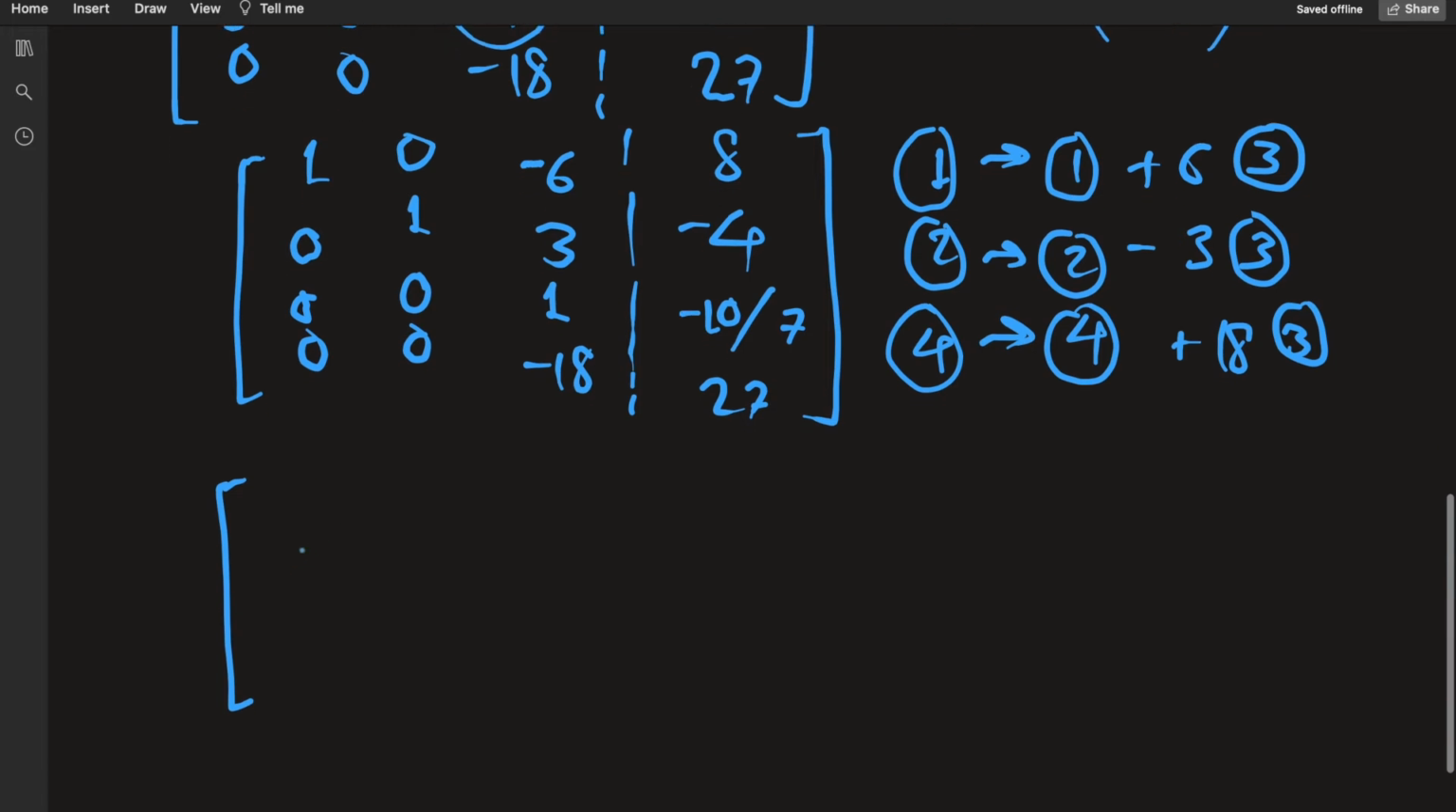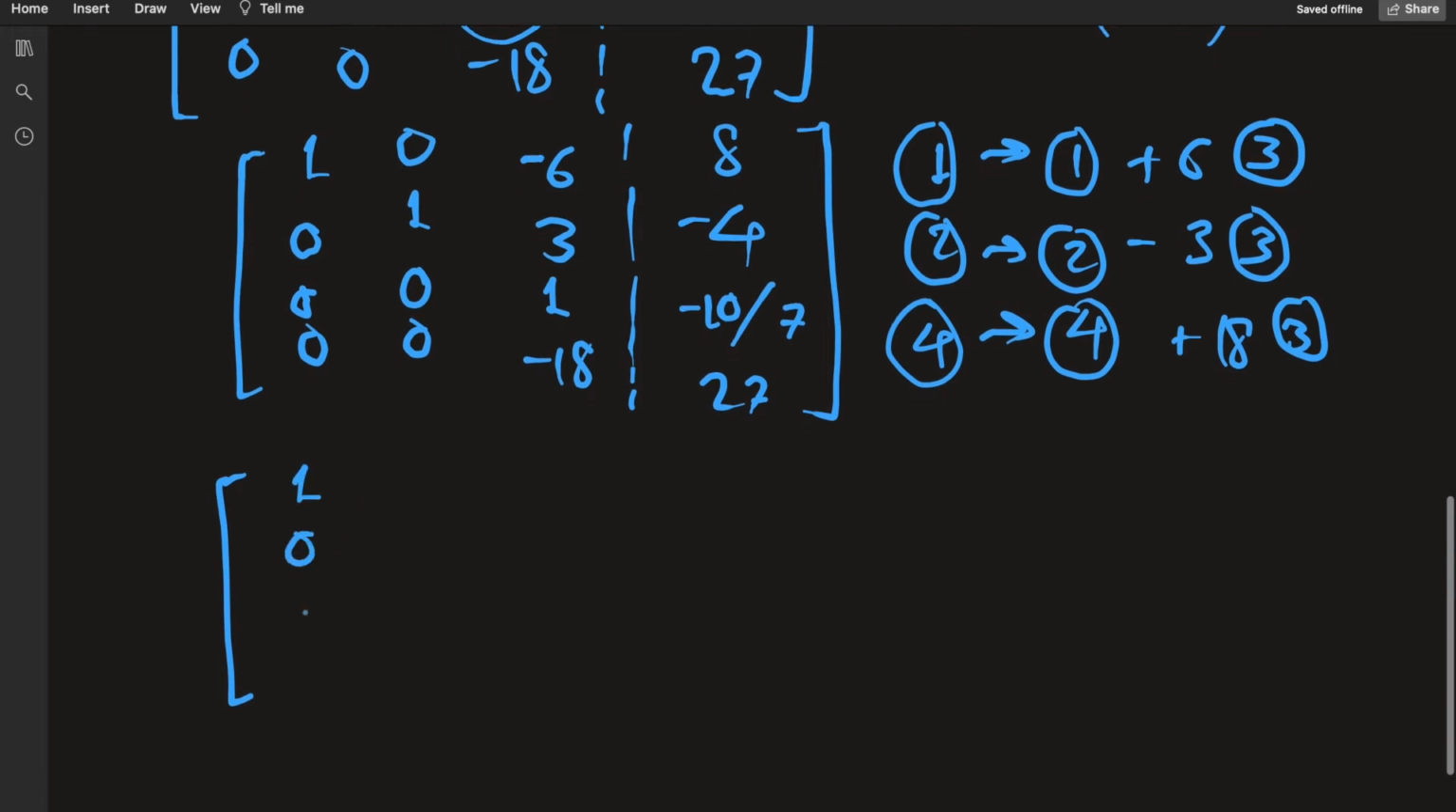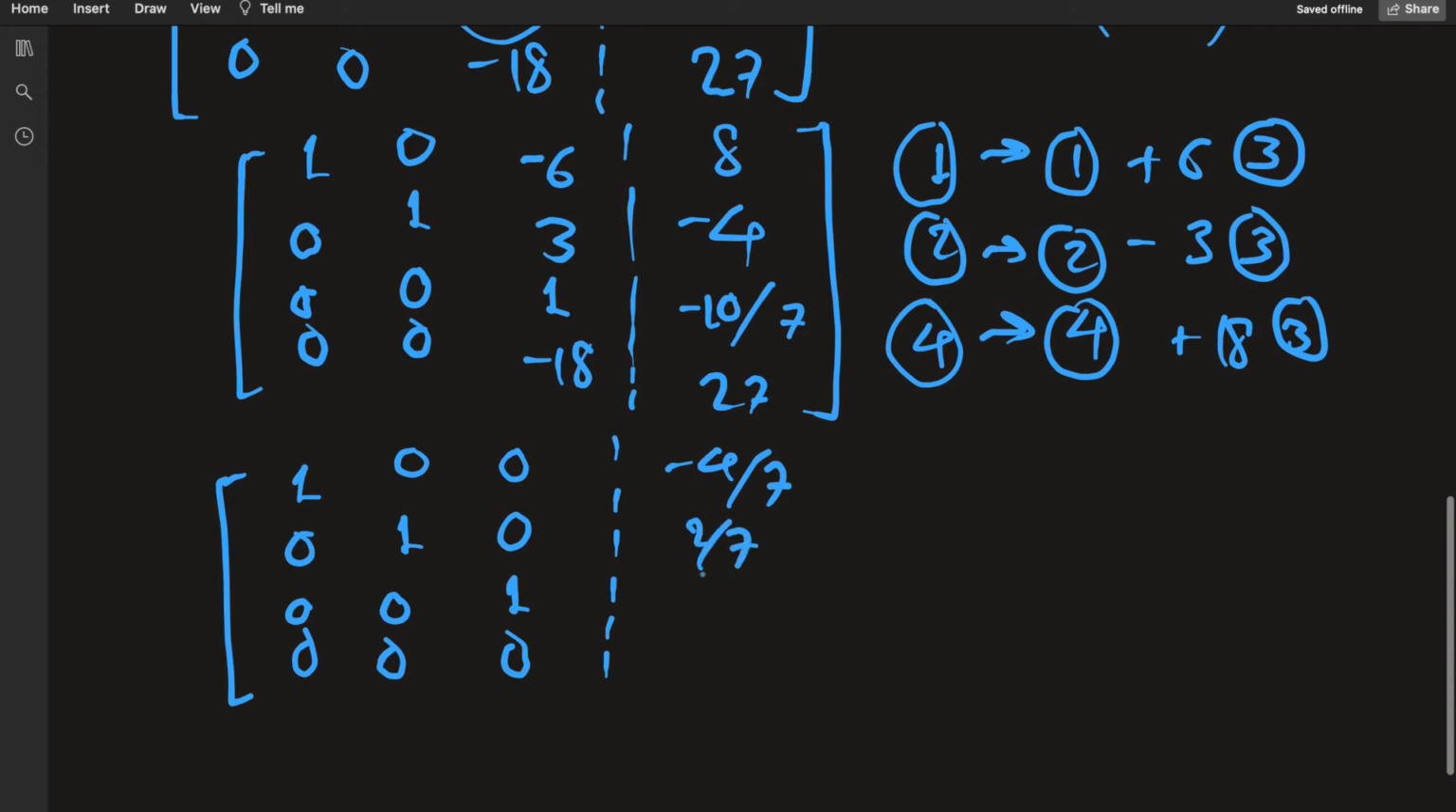And it's going to be a little messy. So 1, 0, 0, 0, 0, 1, 0, 0, 0, 0, 1, 0, and we have negative 4 by 7, 2 by 7, negative 10 by 7, 9 by 7.